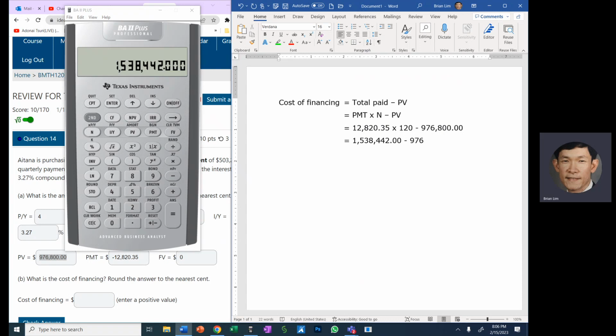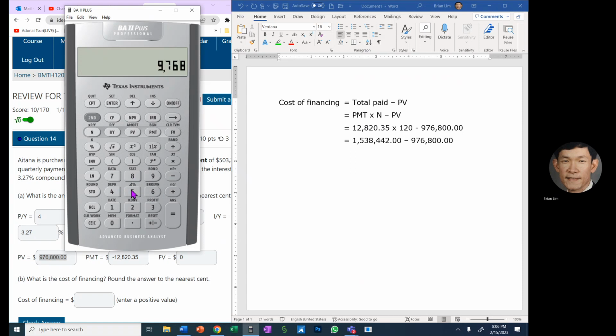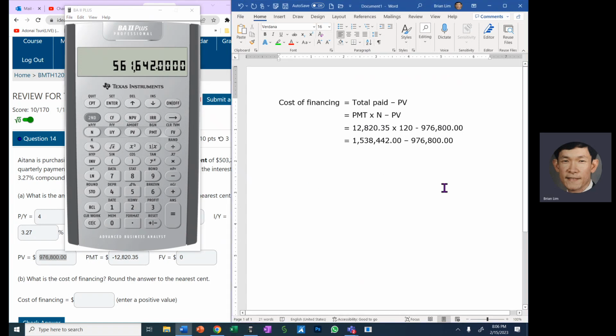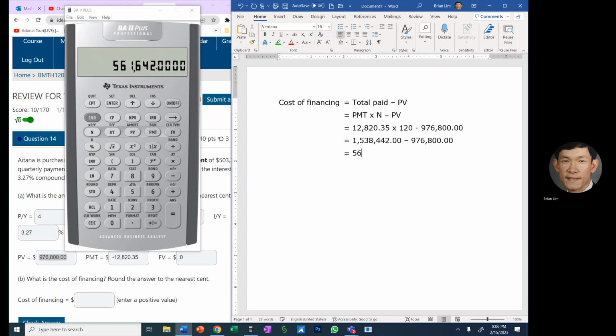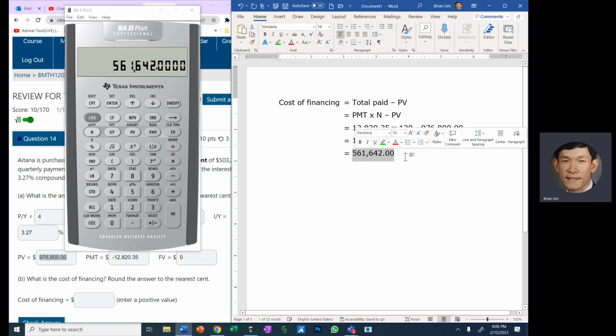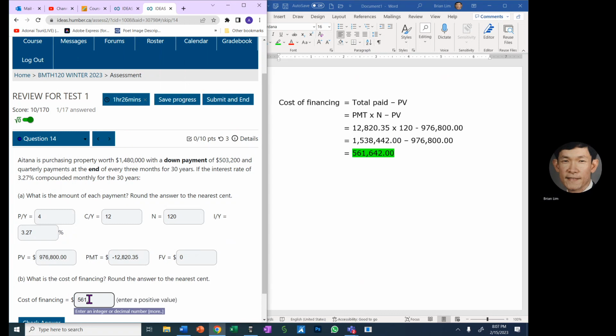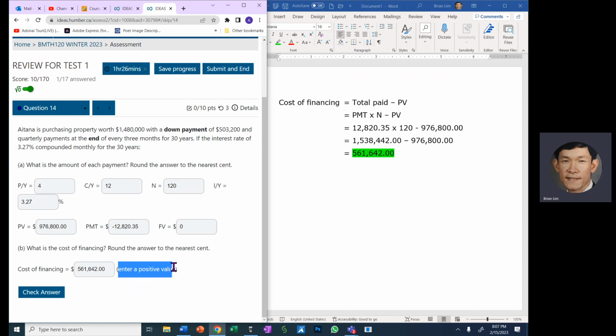It was 976,800.00. So now we have the amount that's paid. We can now subtract 976,800, and we could put in 0.00, and there we are. That is the amount of interest, or the cost of financing, or the interest paid. It's the same item, same amount we're referring to, and there it is, $561,642.00. And of course, it says to enter a positive value, which we just did.